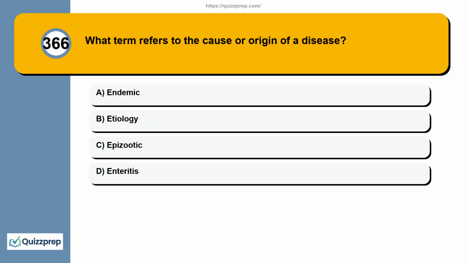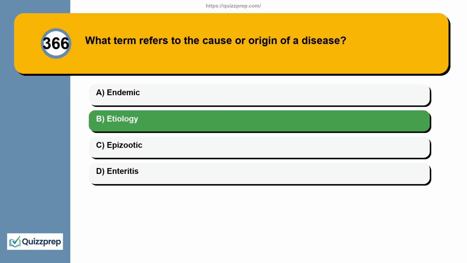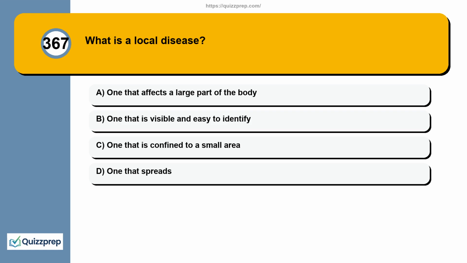What term refers to the cause or origin of a disease? Option A, endemic. Option B, etiology. Option C, epizootic. Option D, anthrethese. The correct answer is option B, etiology. Etiology.